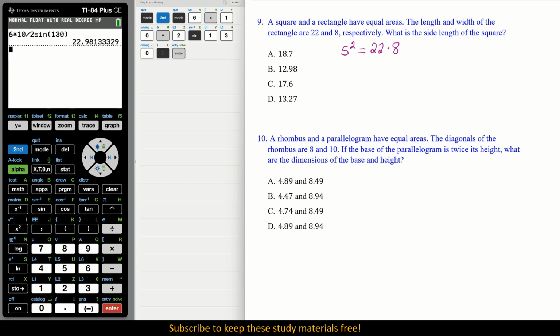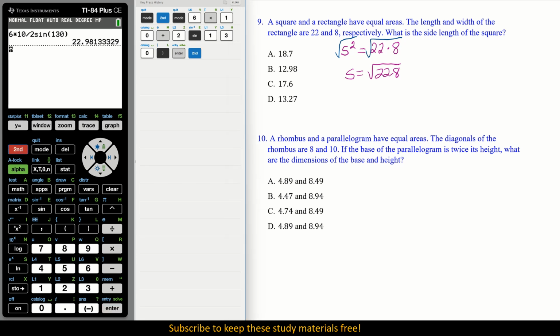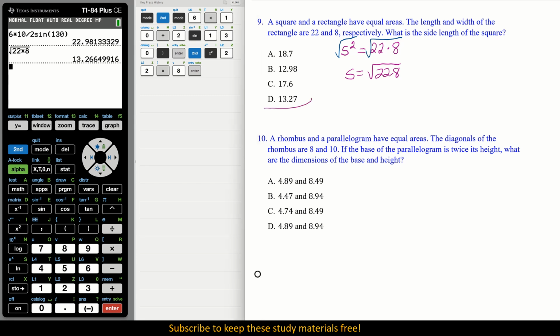What do we do? We put both sides under the radical. Then that will give us S equals 22 times 8, and that's what we put in our calculator. Second, and remember where the radical is, that's the x squared, gives us that square root. Okay, then 22 times 8, push enter, and that is option D. And yes, we are correct.